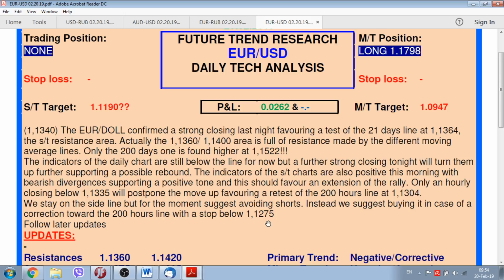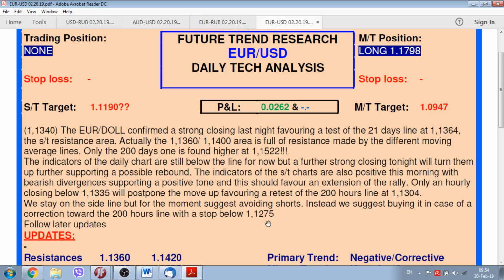The euro dollar, as you could see, confirmed a strong closing last night, favoring a test of the 21 days line located at 113.64 at the short-term resistance area. And now you actually see that the 113.60, 114 area is full of different types of resistances made by the different moving average lines. Only the 200 days one is found much higher at 115.22. Indicators of the daily chart are still below the line for now, but a further strong closing tonight will turn them up, favoring a possible rebound.